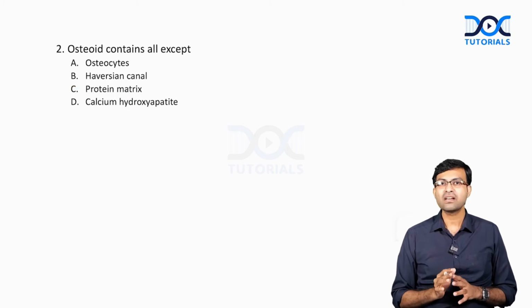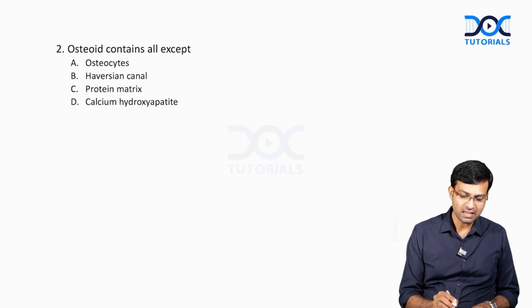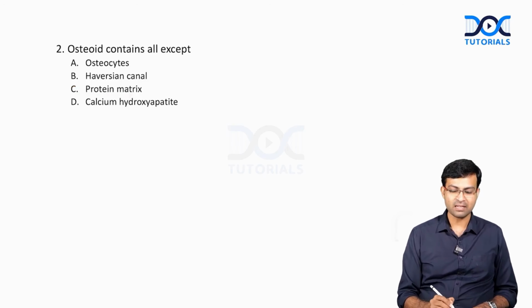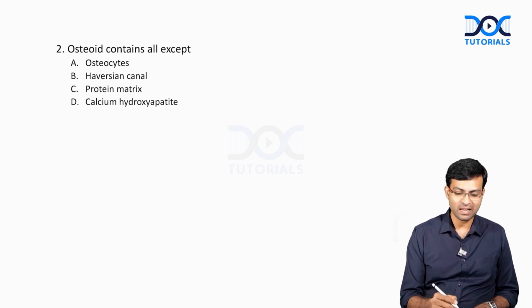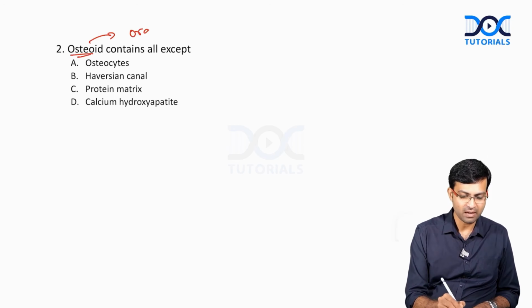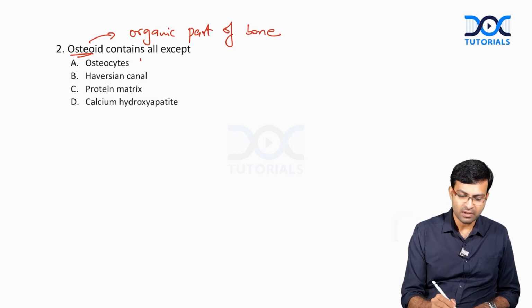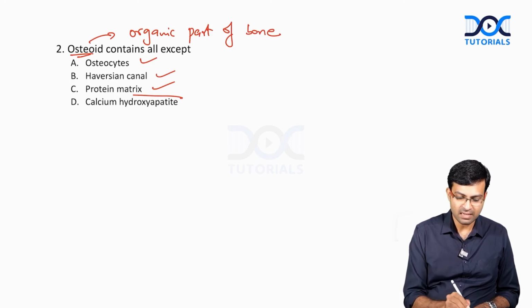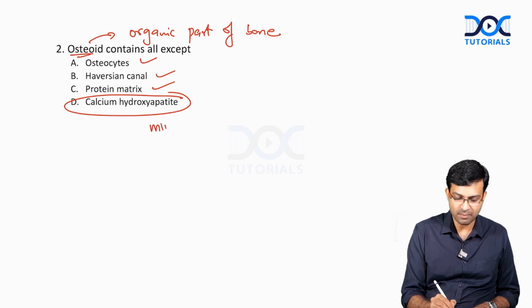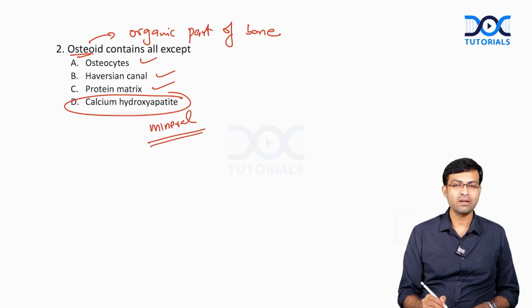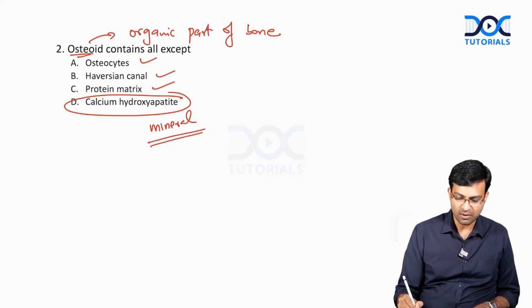The osteoid contains all except osteocyte, Haversian canal, protein matrix, or calcium hydroxyapatite. What is osteoid? Osteoid is the organic part of bone. And in the organic part, we have osteocytes, cells, Haversian canal, protein matrix, everything. Calcium hydroxyapatite is a mineral, so that is not a part of your osteoid. So the answer is calcium hydroxyapatite.